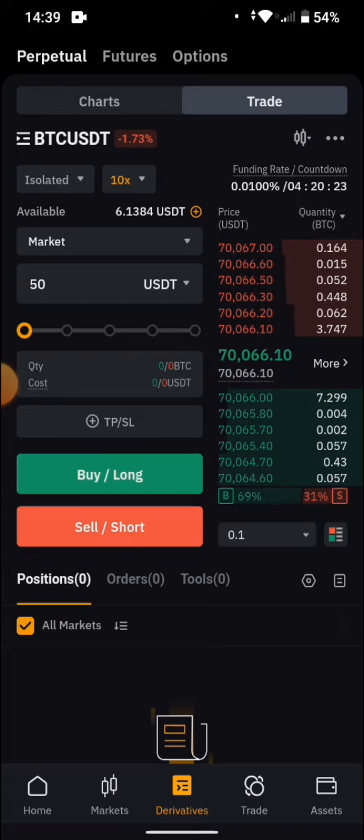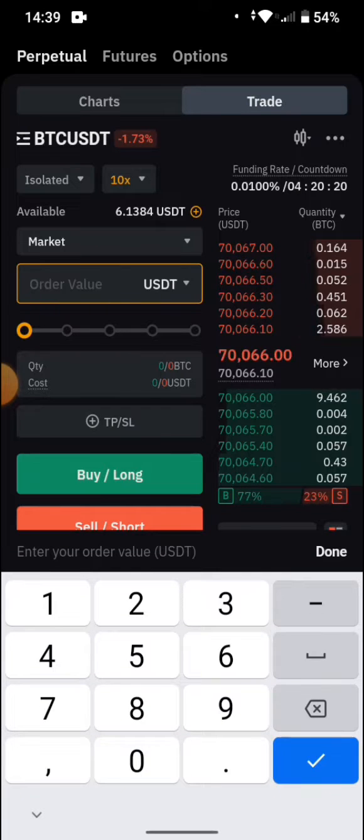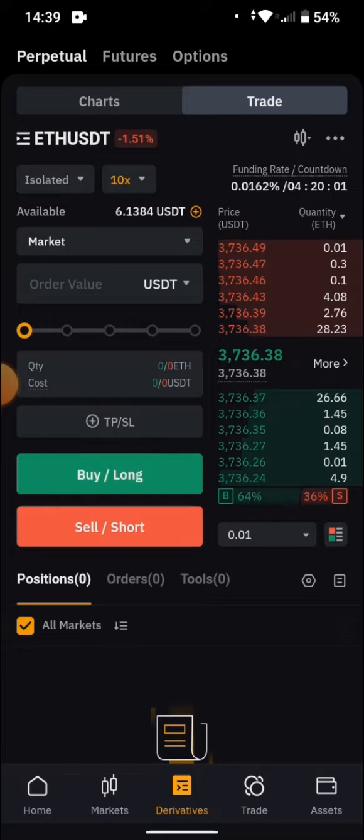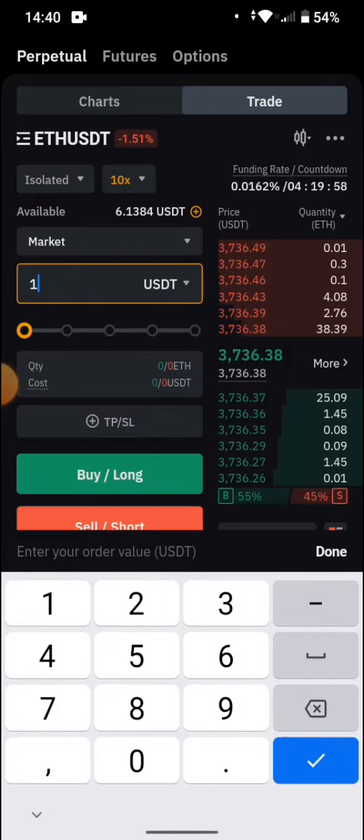Okay, so we can put what? $50, or let's say 90. 90 requires us to put one that reaches our account balance. So what I'll do, let's use another coin. Let's use Ethereum. So let's say we want to use 100. It still requires us to put cost. Okay, so this is good then.